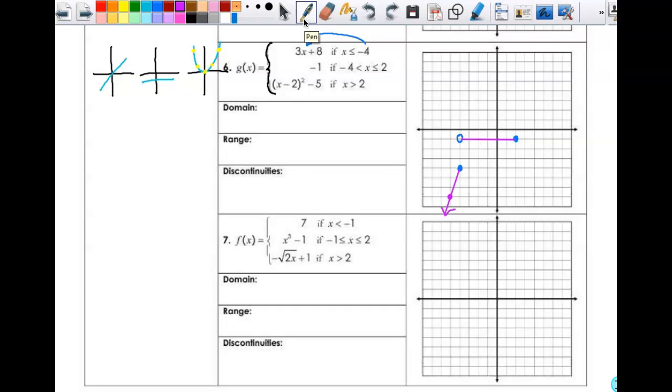All right, so then I have to substitute 2 in here to get my other endpoint, or my little open circle, whatever it is. So 2 minus 2 is 0, squared minus 5, so it's -5. So I'm going to go to 2, -5, and that is an open circle.